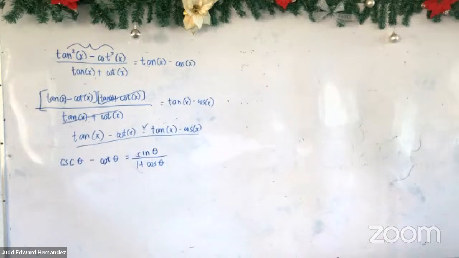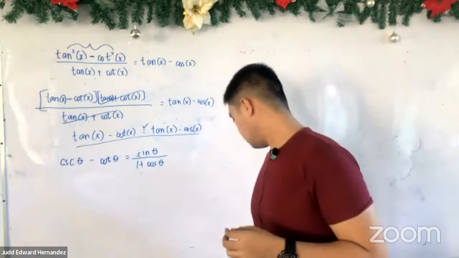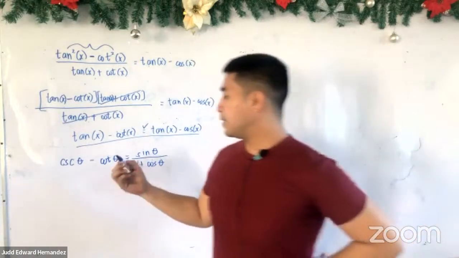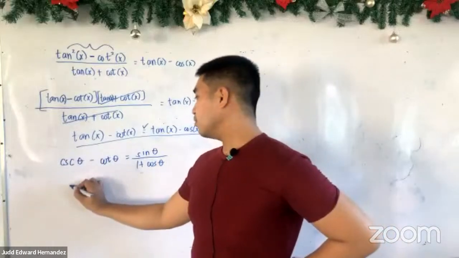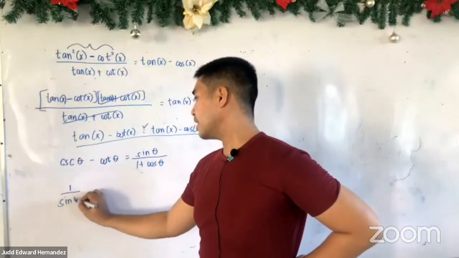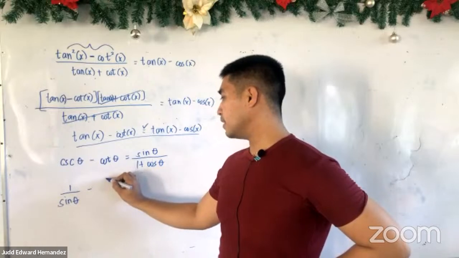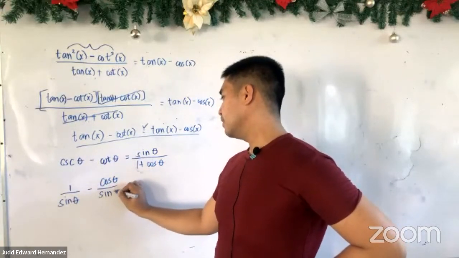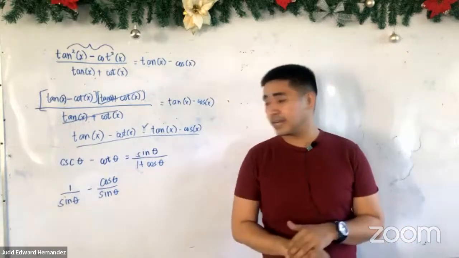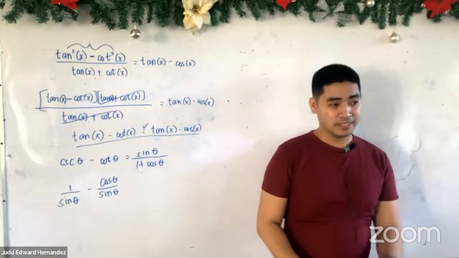Okay, let's try to answer. If you will be manipulating the left side, cosecant of theta will be equal to 1 over sine theta. Cotangent of theta is equal to cosine theta over sine theta. Tama po ba? Yes or no? Yes, sir. Okay.